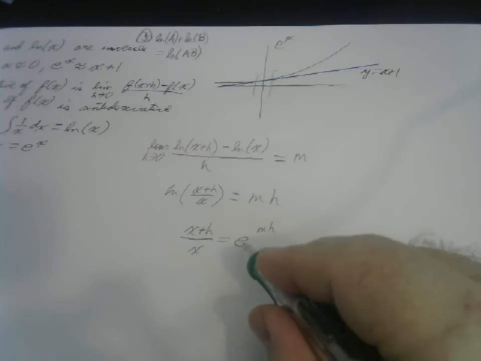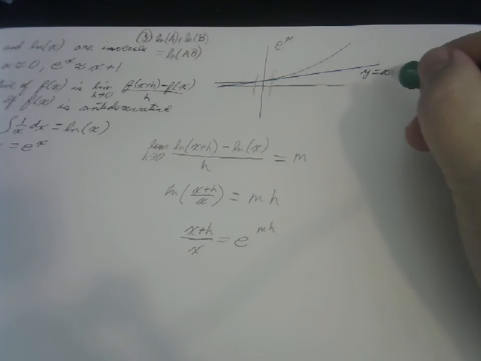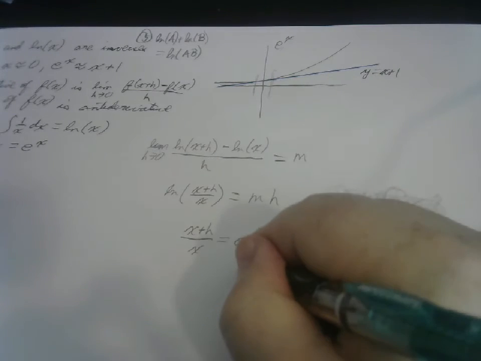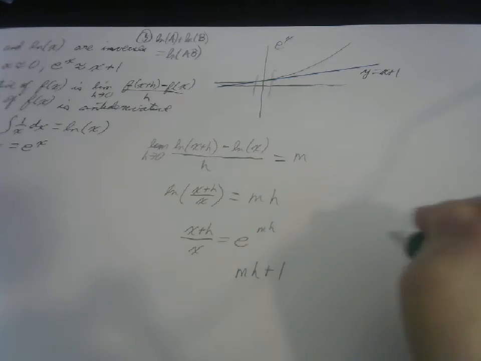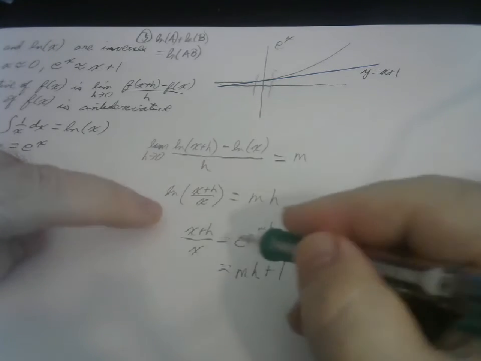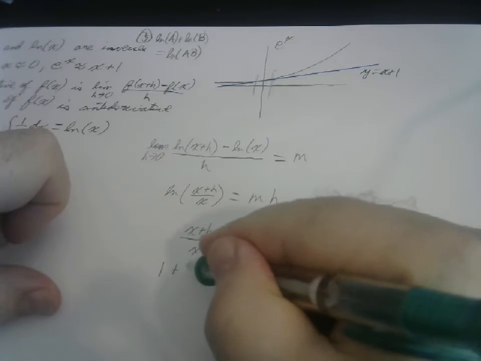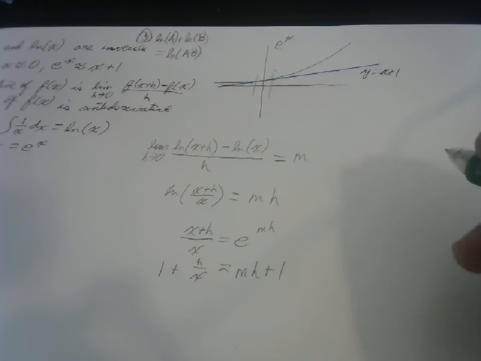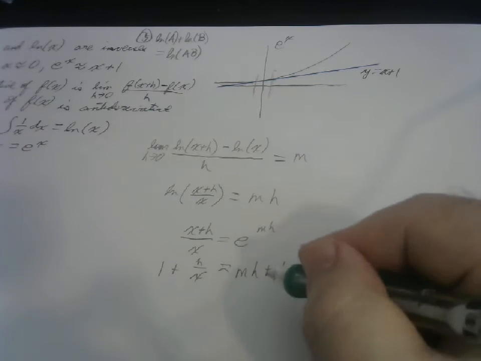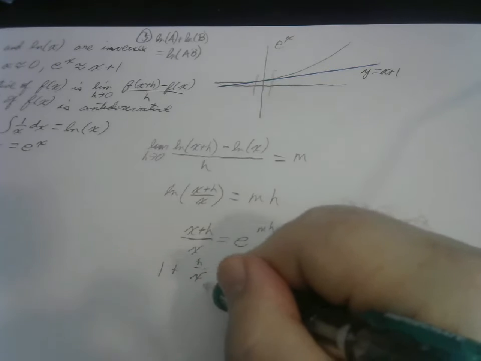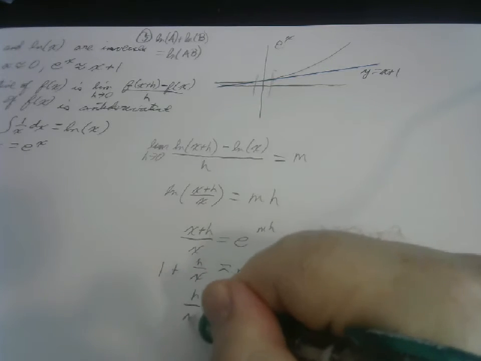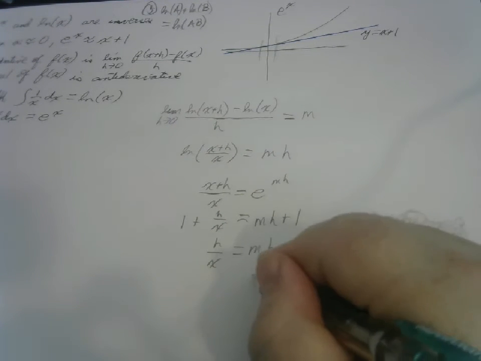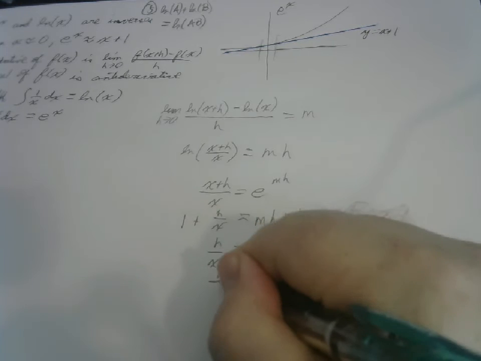And now I'm going to use the fact that e to the x is close to x plus 1 over here. So that's mh plus 1. And I can divide x by x and get 1 plus h over x. And finally, subtract 1 from both sides. We'll have h over x equals mh. And finally, the slope is equal to 1 over x.